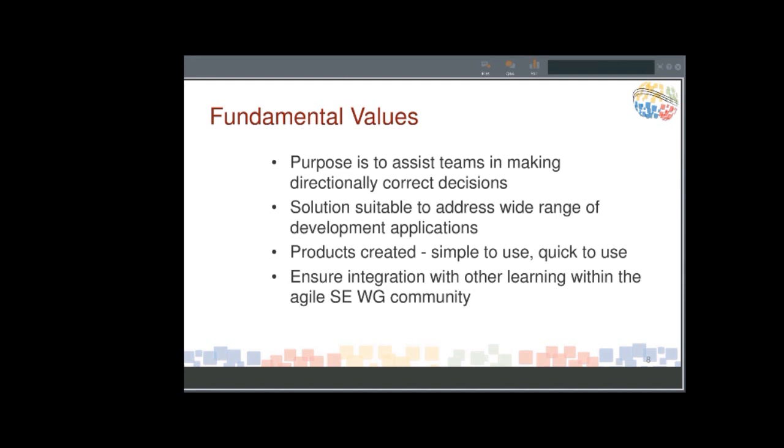We needed something that was going to be suitable to address the wide range of development applications. In other words, our customer base within the INCOSE community. Okay. This is not just aerospace. It's not just defense. It's not energy only. It's not even healthcare just by itself. We got people that span all over the place in different cultures.